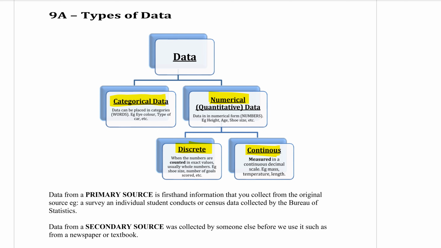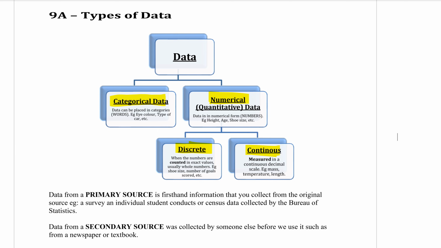So discrete numbers are numbers that are counted in exact values. If I ask you how many goals did you score in that soccer game, you're going to tell me 2 or 3 or 5 or whatever, a whole number. You can't really score 2.789 goals, can you? It's a whole number answer.